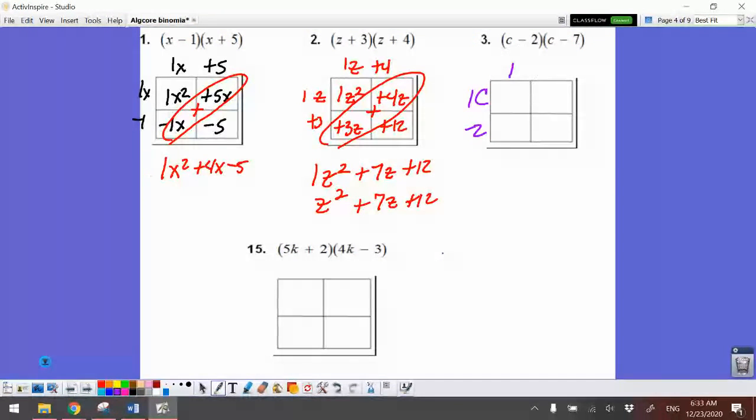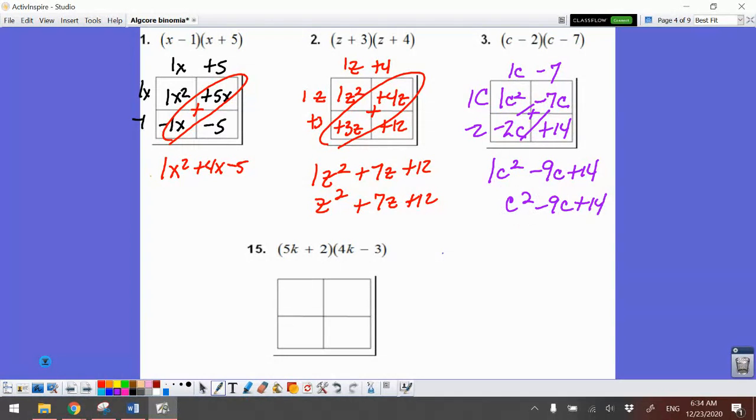1c minus 2 and 1c minus 7. So 1c squared minus 7c. Oop, that needs to be a minus. Got to watch our signs here. Minus 2c, and negative is a positive 14. So again, adding on the diagonal, my 1c squared pops out. Negative 2 plus negative 7 is a negative 9 and a positive 14. So c squared minus 9c plus 14.